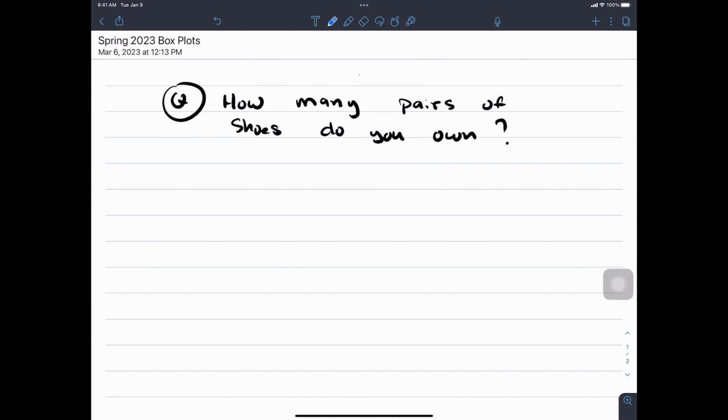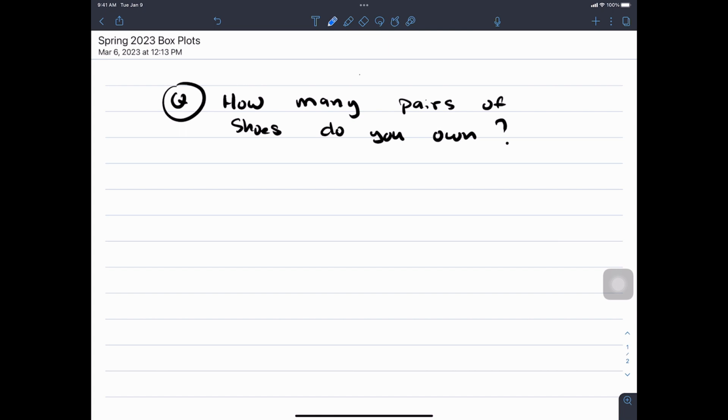We should go around the room. Okay, let's gather some data, and I know you may have to think a little bit. So how many pairs of shoes? Let's start here. Start to the left. How many pairs of shoes do you own?